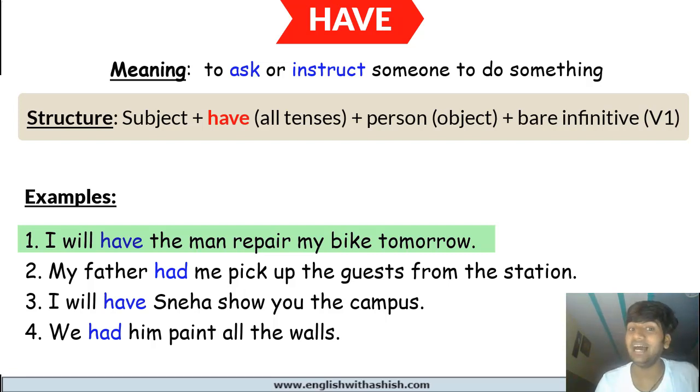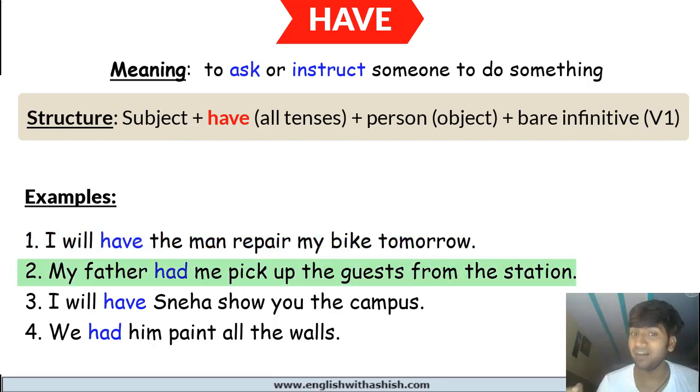All right, I will have the man repair my bike tomorrow. Okay, I will have what? Somebody do something. I will have the man. I have a particular person in my mind. I will have the man repair my bike. Repair, verb in the base form, bare infinitive. I will have the man do something. Repair what? My bike tomorrow. Okay. My father had me pick up the guests from the station. My father had me do something.